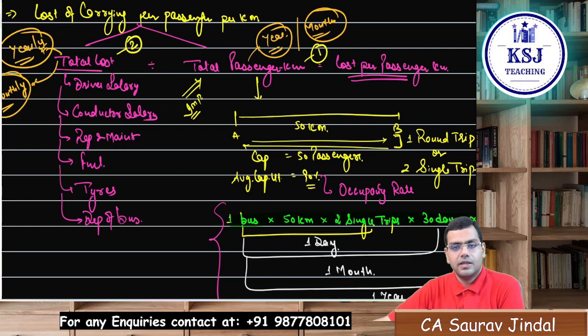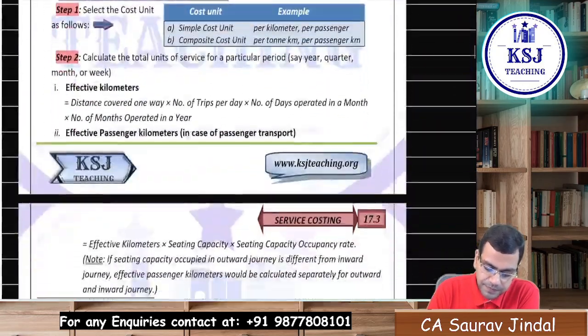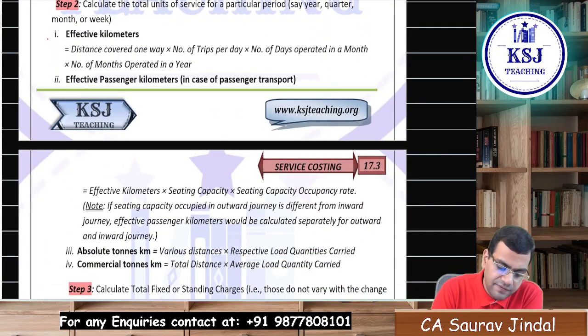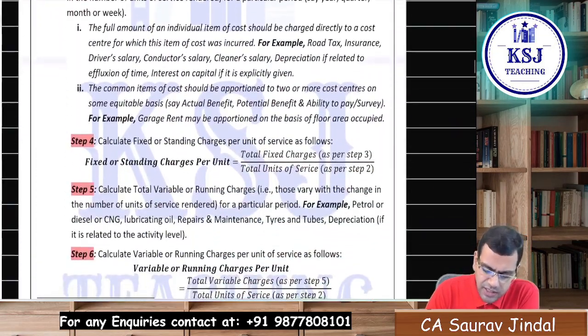ICI module part, there you will get to know the complete knowledge. The basics we have covered here. The steps involved are: effective kilometers, effective passenger kilometers I have covered, right? Absolute commercial ton, that is fine, sir.